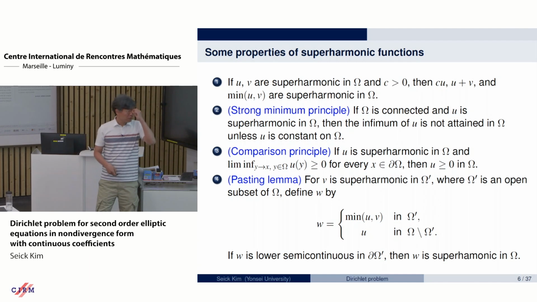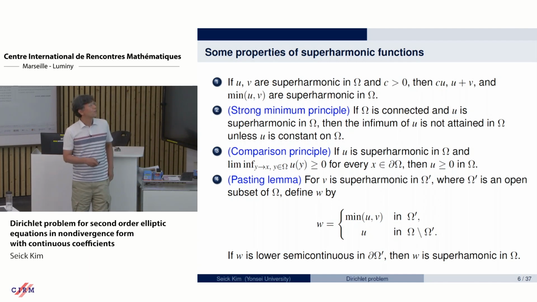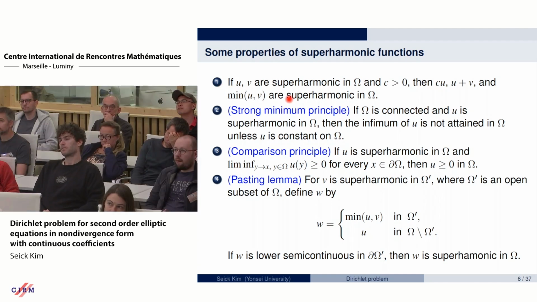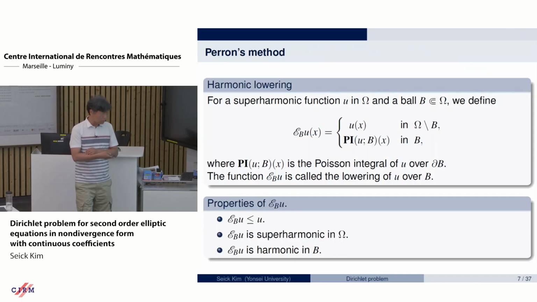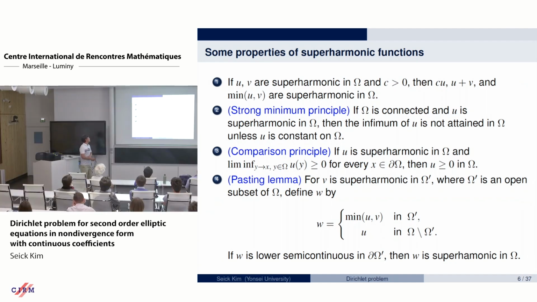I want to remind you of some properties of superharmonic functions, which will be useful. If you have two superharmonic functions, then their sum is superharmonic, and if you multiply by a positive constant, it's also superharmonic. The minimum of two superharmonic functions is also superharmonic. There's also a strong minimum principle, not a strong maximum, because we are talking about superharmonic functions. And there's a comparison principle.